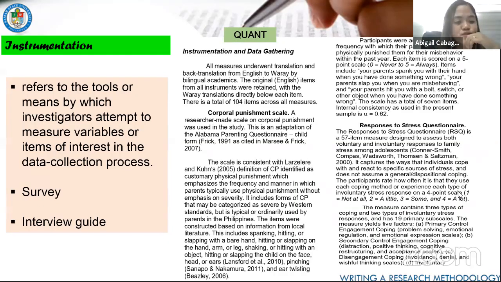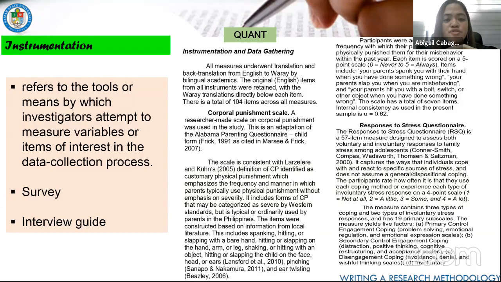So, okay, what instrument did you use in gathering your data? Say, for example, in the study of Ma'am Guerra, she makes use of the corporal punishment scale, the stress questionnaire scale. You need to mention the different instruments that were used in the gathering of your data. And say, for example, you adopted or you make use of a standardized test. You will not just mention what standardized test you used, but you also need to mention the validity and reliability of that standardized test.